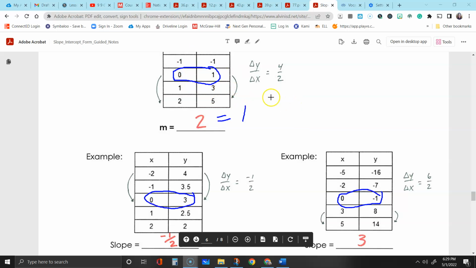So for this table, our equation would be y equals 2x plus 1. Let me make my x look like an x. And this one, our formula in slope-intercept form would be y equals -1/2 x, and I wrote it as a decimal. Either way works. Plus 3. And in this one, we would have y equals, our slope was 3, 3x minus, our y-intercept was -1, -1.